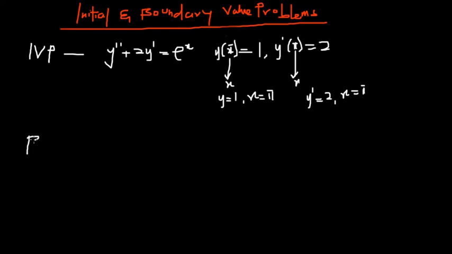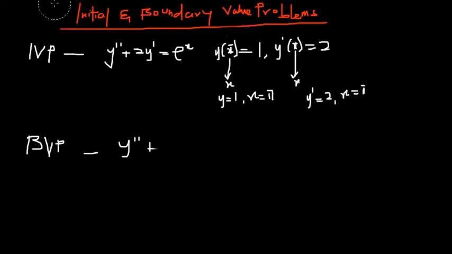It's always represented by BVP. For boundary value problems, unlike initial value problems, we have different values for y and different values for x. So let me just write this example. You have y double prime plus 2y prime equals e to the power x. Let me clean this up and write it very clearly.